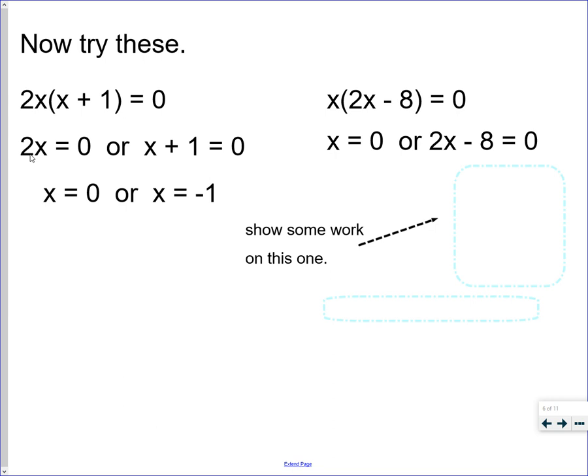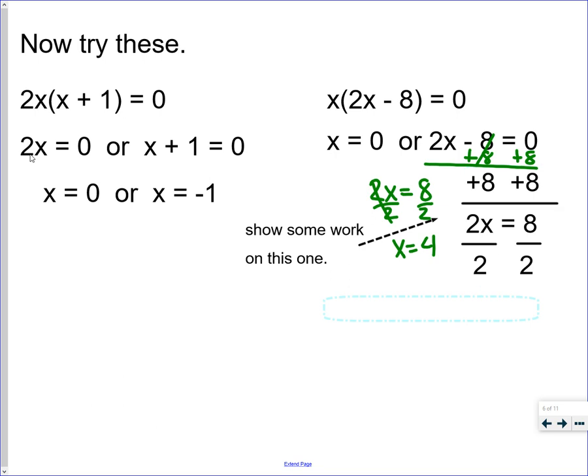And then 2x minus 8 equals 0. I would need to, at least at first, ask you to show some work on this. This isn't just a one-step problem. And I know some of you can absolutely do this in your head, but I'm going to say we should start by adding 8 to both sides, which would give me 2x equals 8, and divide by 2. So x equals 4. And there's all the work.